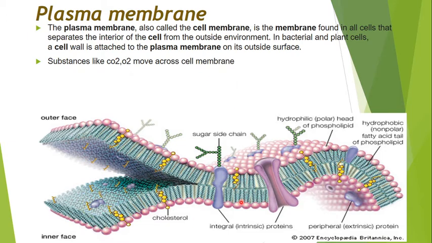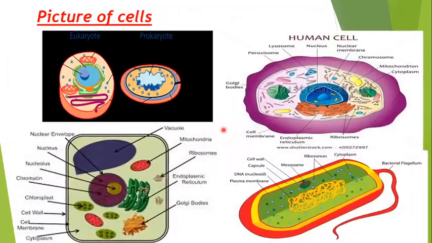See here you are seeing the picture of a cell plasma membrane or the cell membrane. Now we'll go to the previous slide. See here, in the human cell, this is the cell membrane. This portion, this colored part, is the cell membrane in the animal cell or the human cell. But in the plant cell, this is the plasma membrane, this layer, the second layer.